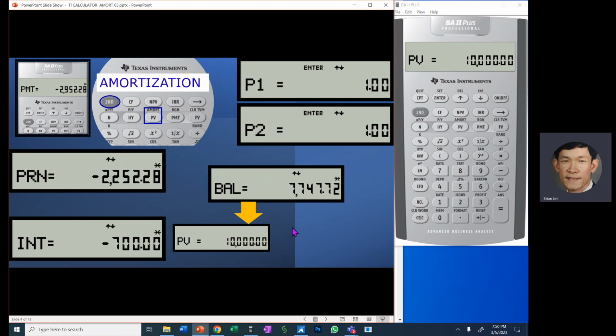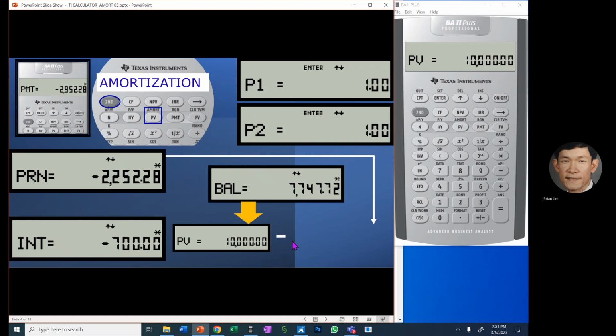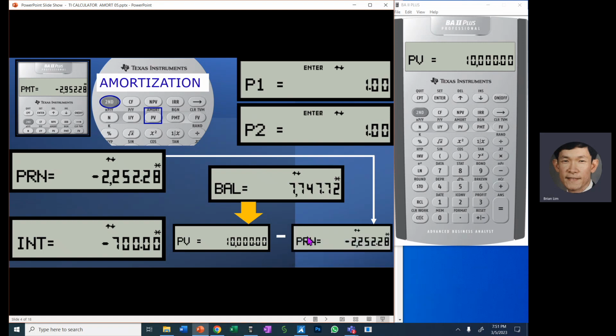Okay, so let's look over here now. How do we get the balance? Well, we subtract the amount that was paid on the principal by making that first payment. The first payment of $2,952.28: $2,252.28 was the principal, and $700 was for the interest. So now if we subtract the amount paid on the principal from the principal, or the present value, or the amount of money that was borrowed, we will come up with this number right here.